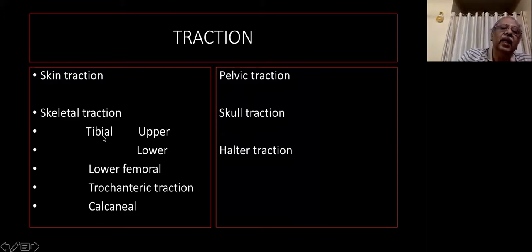Okay. Skeletal traction, these are the usual places where we use it in the lower limb. Tibial traction, upper tibial is probably the commonest, followed by lower tibial traction. The lower femoral traction is still being used temporarily when you want to reduce fracture shaft of femur during interlocking nailing. Trochanteric traction is not used nowadays, and calcaneal traction for tibial fractures or pylon fractures can still be used.